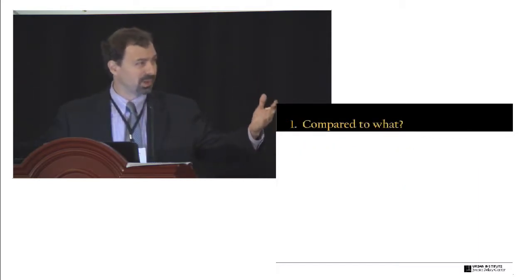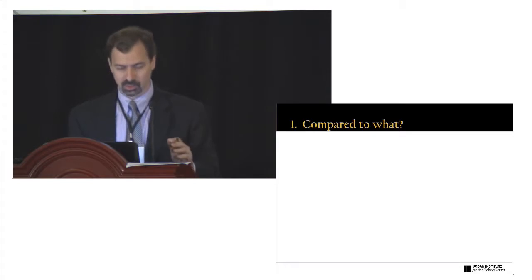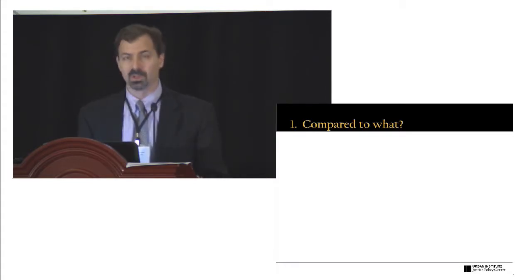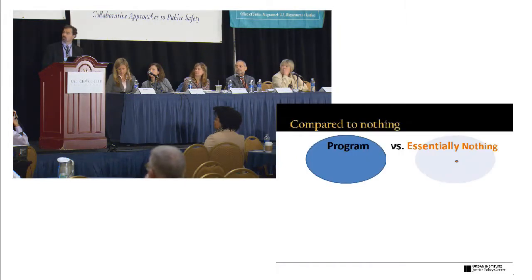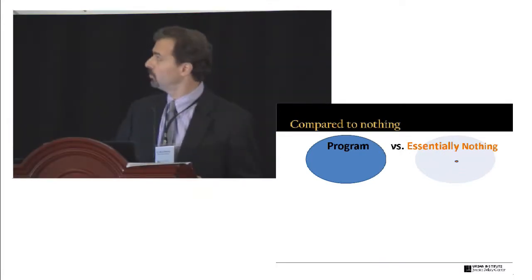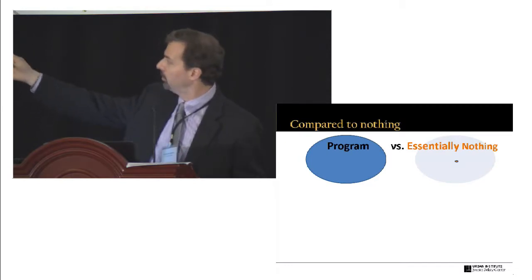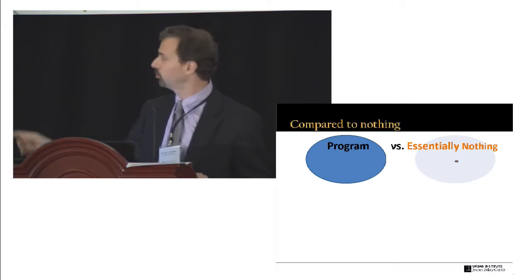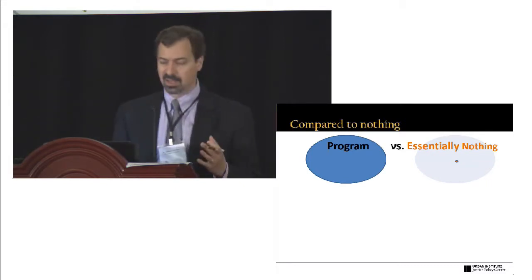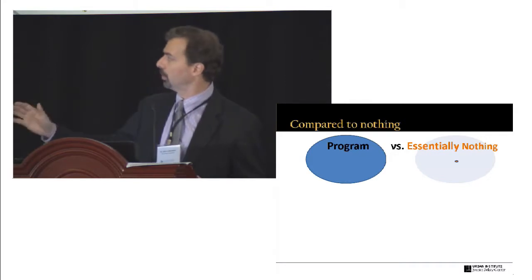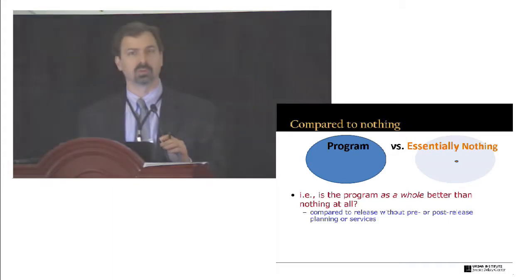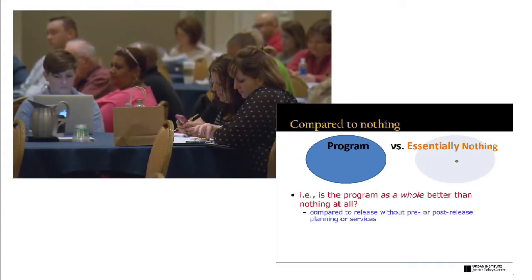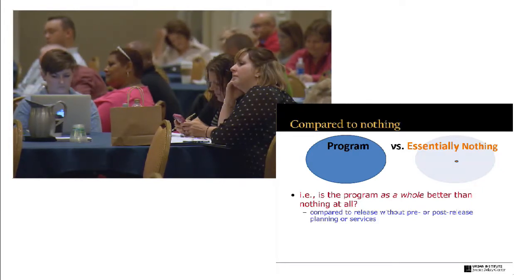So, compared to what? We're going to go through just 3 possibilities. But the important point is that different comparisons answer different questions. So, one comparison might be compared to nothing. The blue circle there represents the program. That little teeny dot that's orange on my screen is the alternative. And if that's what you have, then you're asking, is the program as a whole better than nothing at all? So that would be in the context of reentry, asking if the reentry program is better than release without any pre or post-release planning or services.